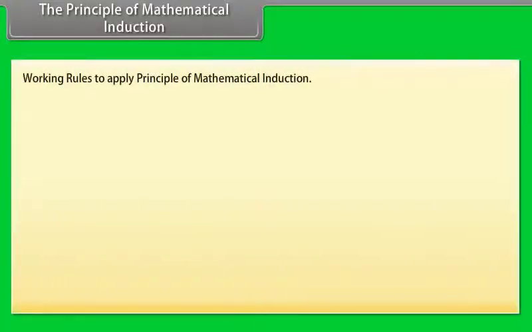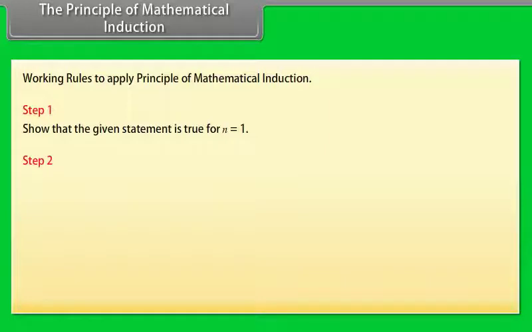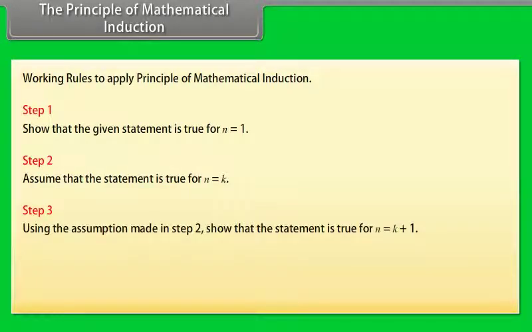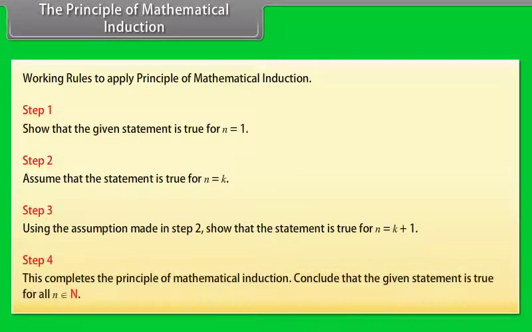The principle of mathematical induction. Working rules to apply the principle of mathematical induction. Step 1. Show that the given statement is true for n is equal to 1. Step 2. Assume that the statement is true for n is equal to k. Step 3. Using the assumption made in step 2, show that the statement is true for n is equal to k plus 1. Step 4. This completes the principle of mathematical induction. Conclude that the given statement is true for all n belongs to capital N.